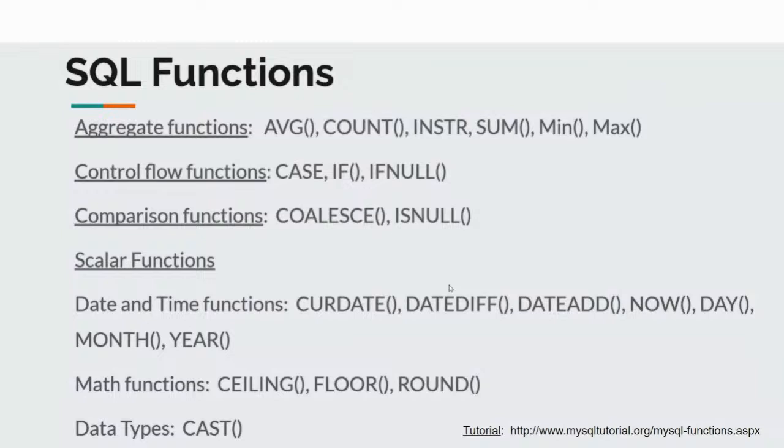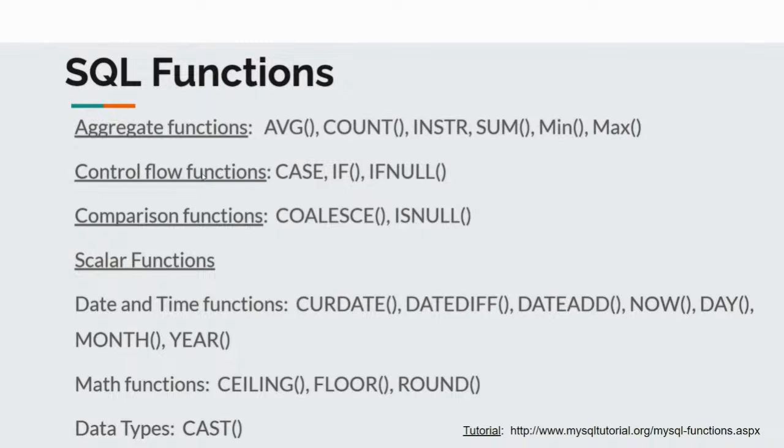SQL functions. We have three different types of functions. I briefly explained this, but this goes into a little more depth. So we have aggregate functions, a type of function that summarizes over the entire column. We have your averages, your counts, your sums, your mins and maxes. And I think that's in string. I was trying to think of how that would be an aggregate function. I might have put that in the wrong place.